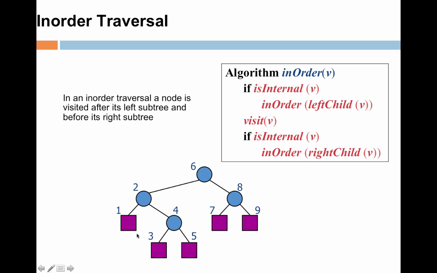So let us just look at the order in which the nodes will be marked as visited. The first node to be marked as visited will be 1. Then 2 gets marked as visited. Then 3 gets marked as visited. Then 4, then 5. Then it is 6. Then the right subtree, rooted at the right child of the root node, will be marked as 7, 8 and 9 respectively. This is the in-order traversal.